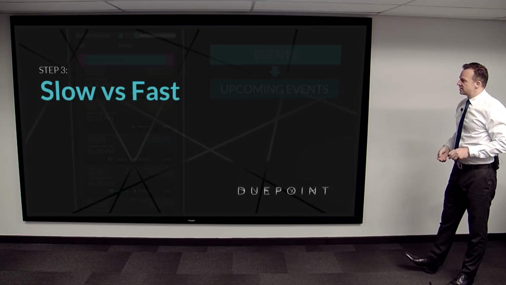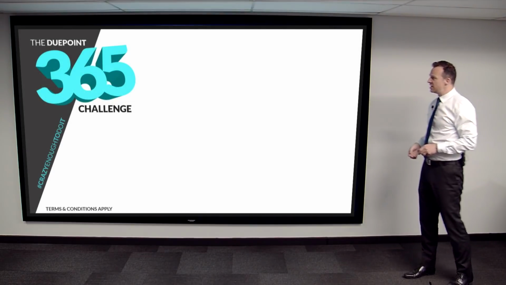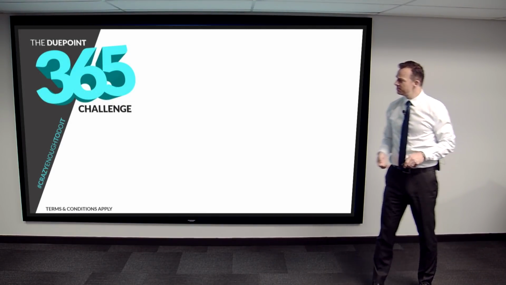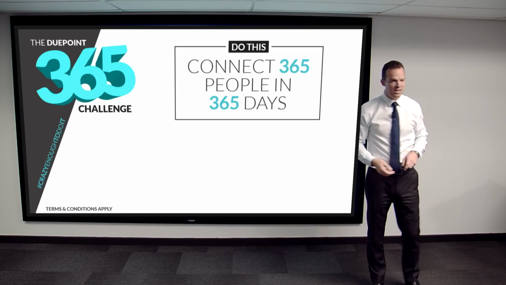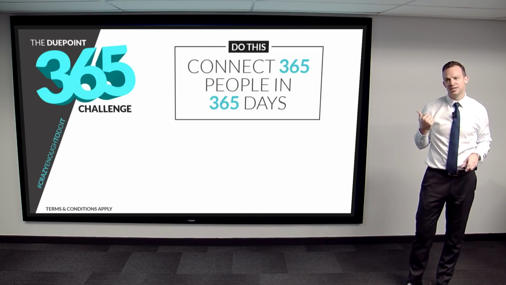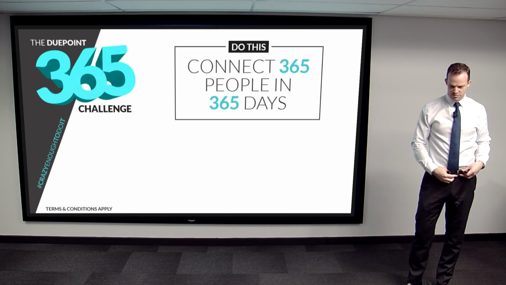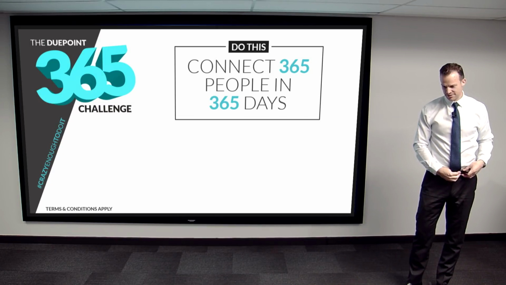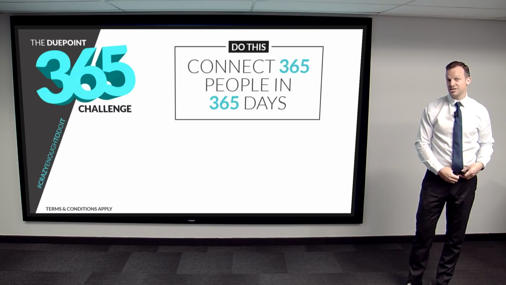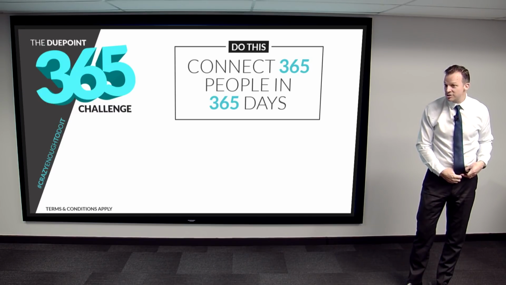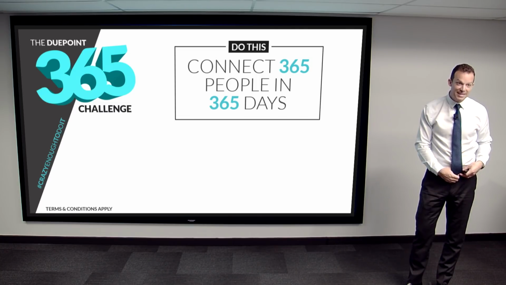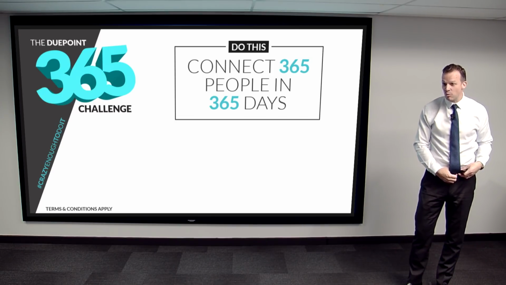All right. Slow versus fast. So expectations. The 365 challenge, we went through this in the intro presentation. I honestly fantasize about not working for DuePoint. Because if I didn't work for DuePoint, I could build a channel. And if I could build a channel, I would definitely be doing the 365 challenge. Definitely. Because there's $2 million in it. $2 million for 1 year's worth of work.